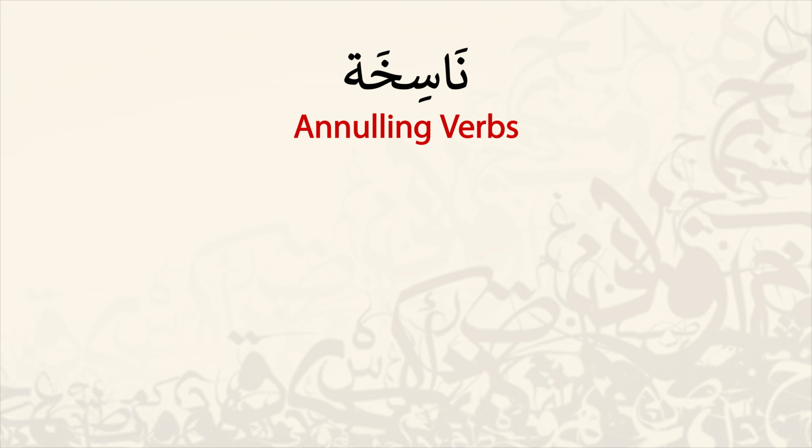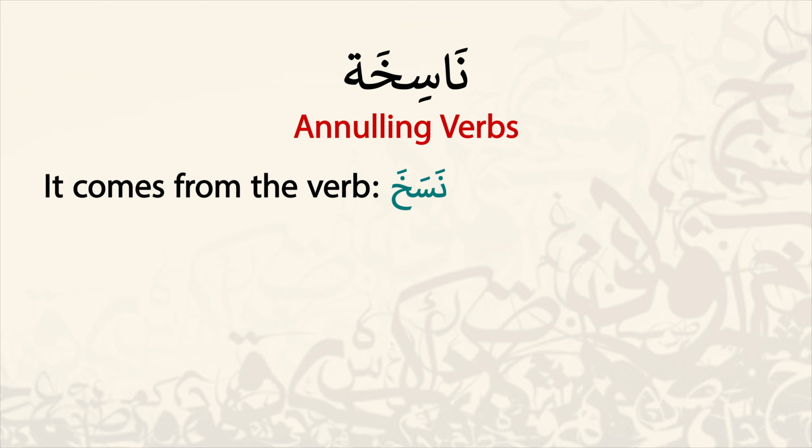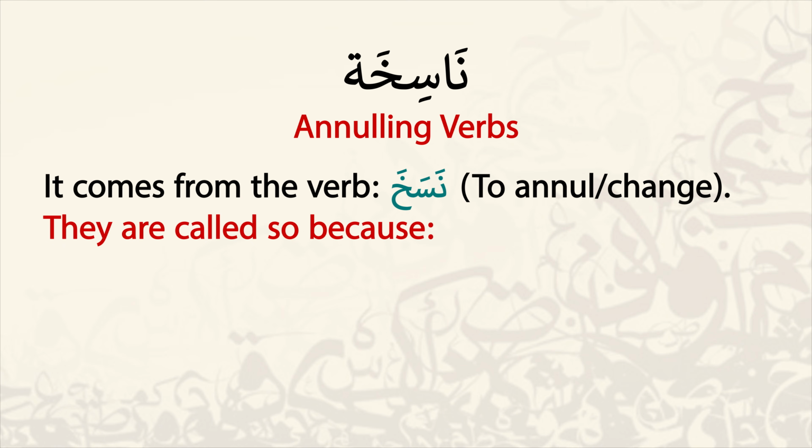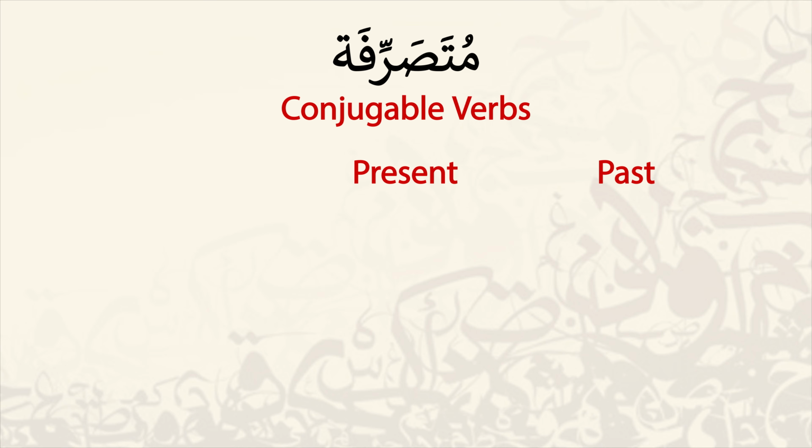Secondly, أفعال ناسخة, annulling verbs. The word ناسخة is from the verb نسخ, to annul or to change. This group of verbs is described so as they annul or change the grammatical function of the sentence they accompany. Finally, أفعال متصرفة, conjugable verbs. And they are called so obviously because we can conjugate them in the three different forms of a verb, past, present, and command. Here are the three forms of them.